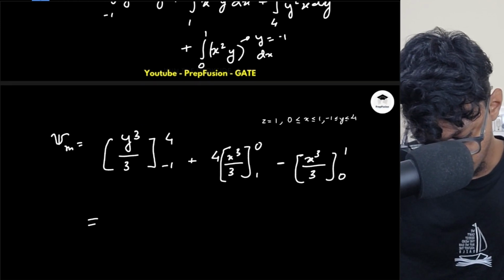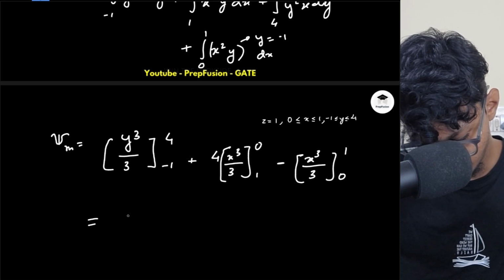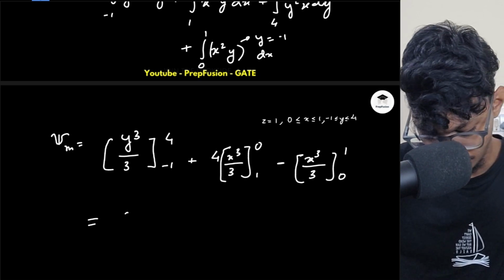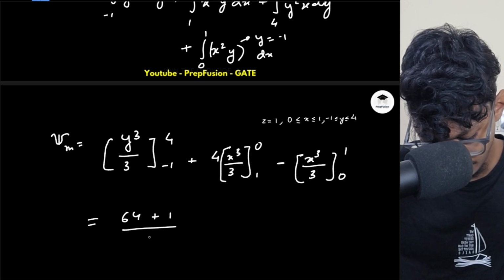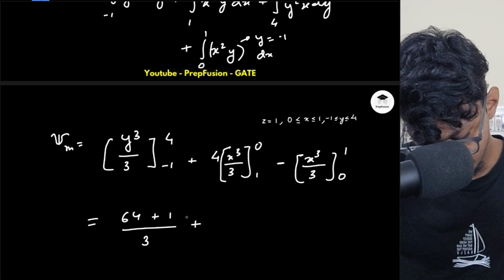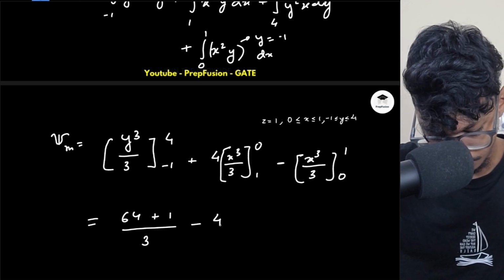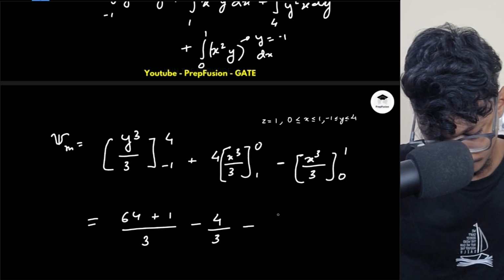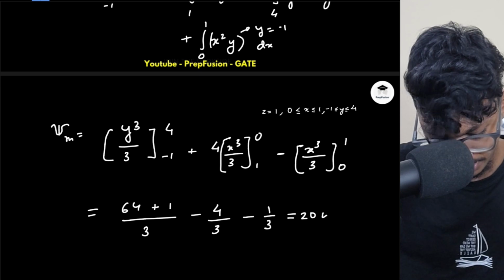Okay, so overall what it becomes: this one is 4 cube, that is 64, and -1 becomes plus 1, by 3. This one becomes minus 4 by 3, and this one becomes minus 1 by 3. Okay, so overall it becomes 20 Weber. We get back the same answer.